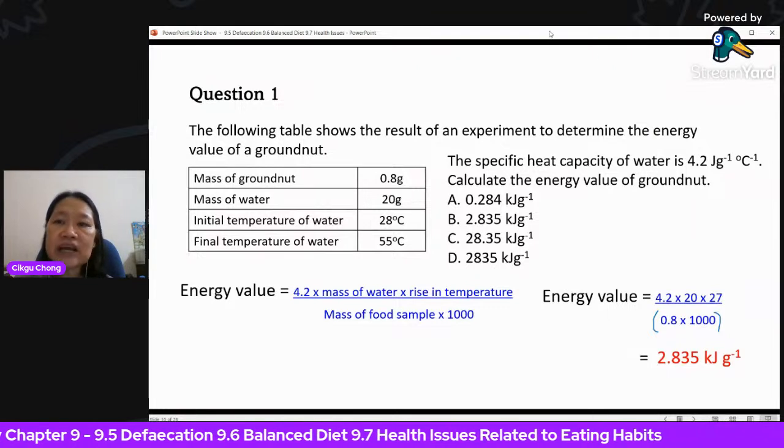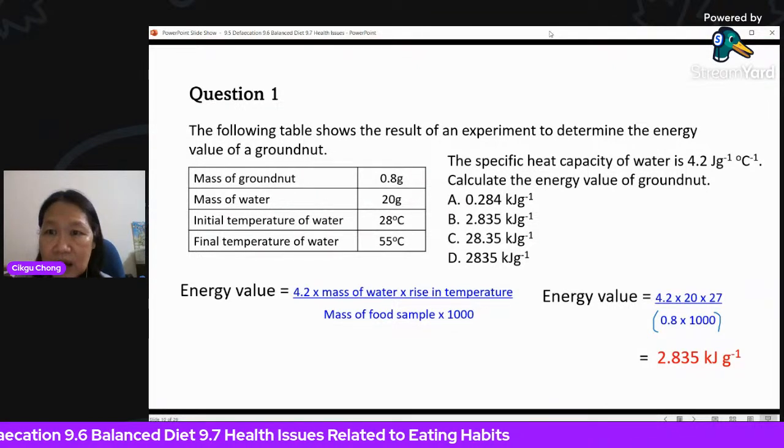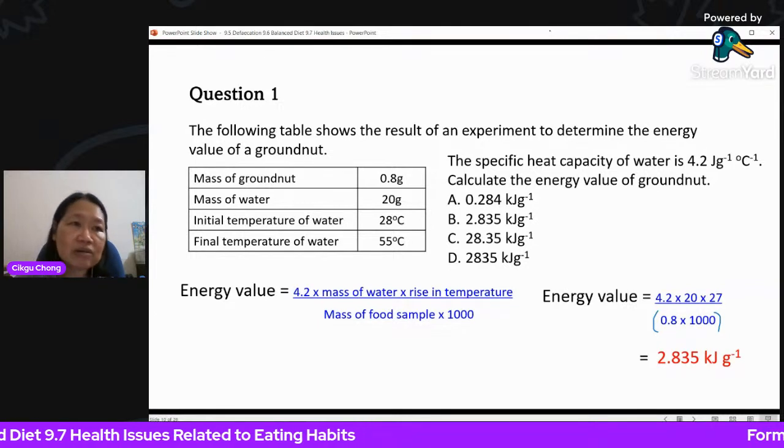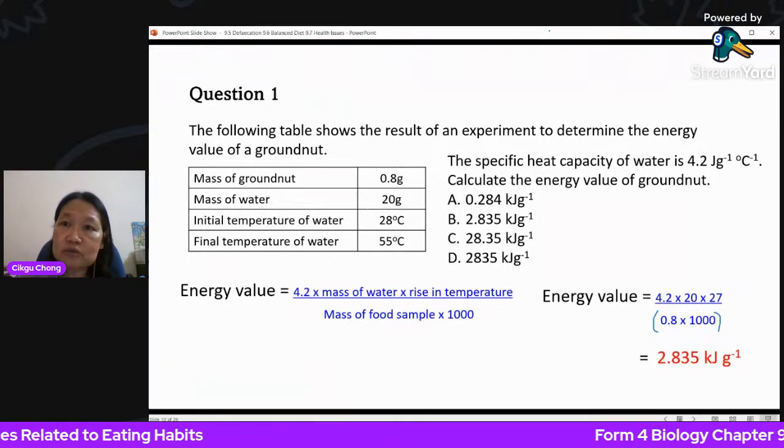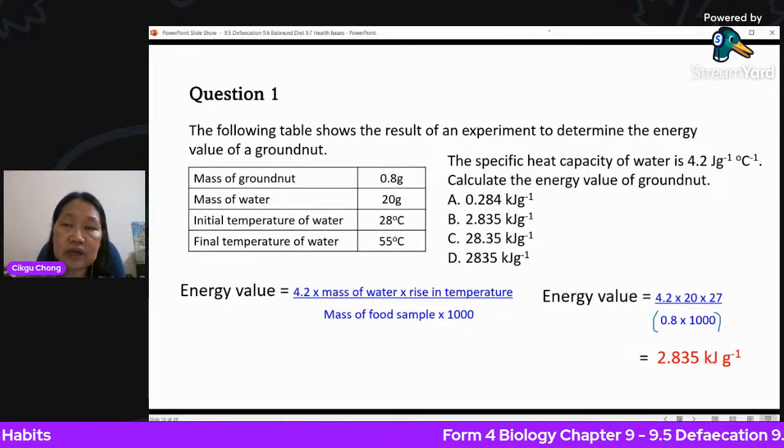Okay, now let's look at another calculation. Muhammad 4987. Okay, welcome. It's my purpose to give you some information that can help you, okay?